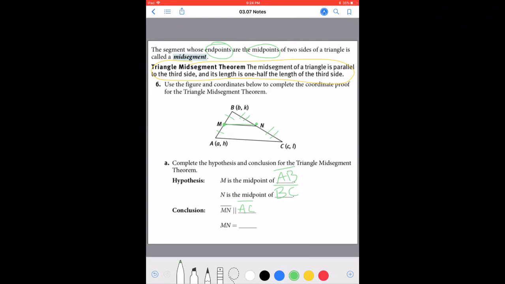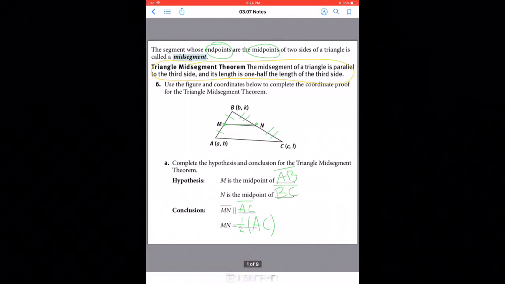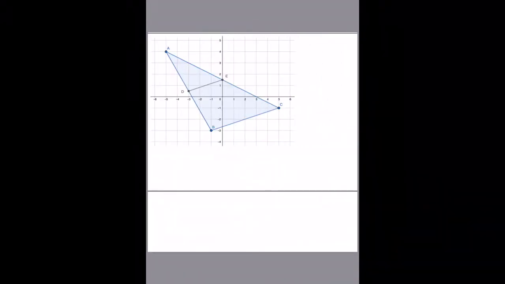So the MN now without the segment symbol, which means the distance between points M and N, what will that equal to? Yep, so we might have taken a couple more seconds to think about this, but MN is equal to 1/2 times the distance between A and C. That's why we don't need that symbol on top. Alright, so that is it for this part of the book. Now we're going to move on.